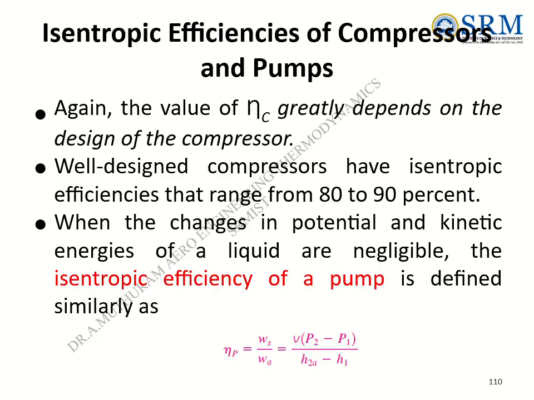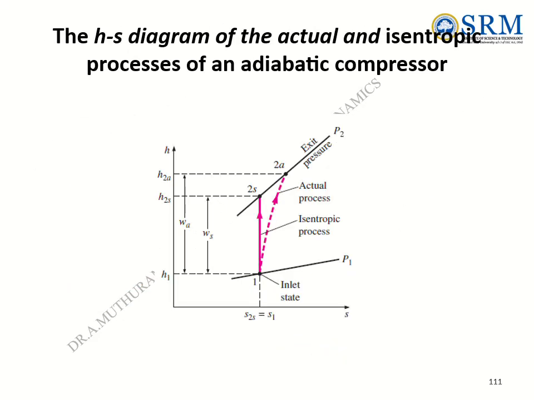When the changes in potential and kinetic energies of a liquid are negligible, the isentropic efficiency of a pump is defined similarly. The HS diagram of the actual and isentropic processes of an adiabatic compressor.